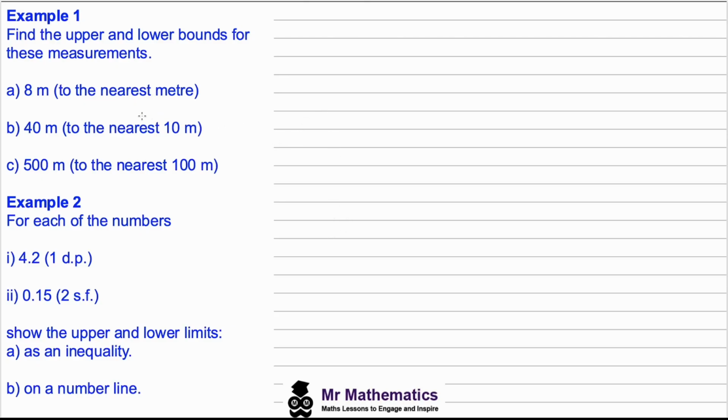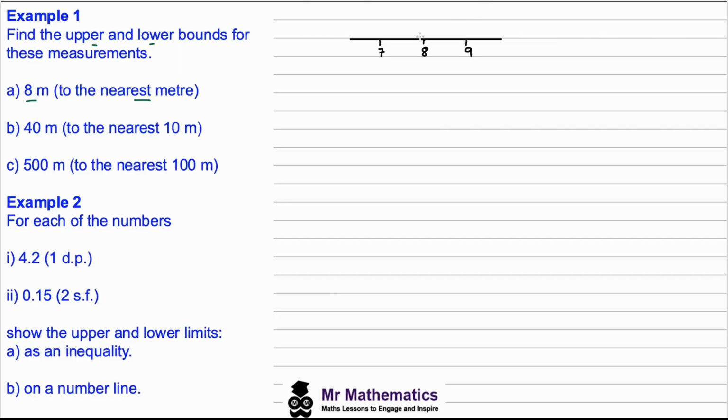So for example 1, we've been told that a number has been rounded to 8 to the nearest meter. We need to find the upper and the lower bounds. The way we do this is we draw a number line, and in the middle of our number line we have a number 8. This is 8 meters. Now we're looking at the numbers on either side of this. So below the 8, we've got the 7 to the nearest meter. And then to the other side, we've got 9. This would be 9 meters.